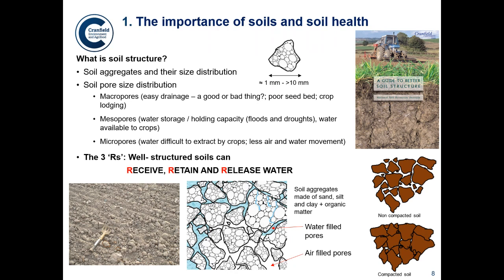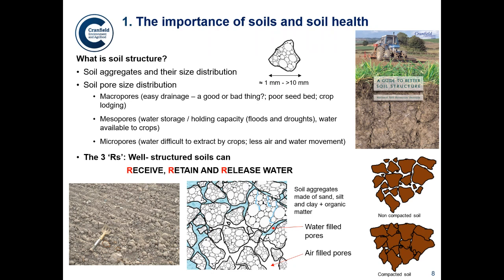But then we have the micropores, those tiny little pores in between the smaller aggregates. And then we get into some trouble because the water is quite difficult to extract by the crops. They can't actually pull it up through their roots. And we're going to have less air and water movement.